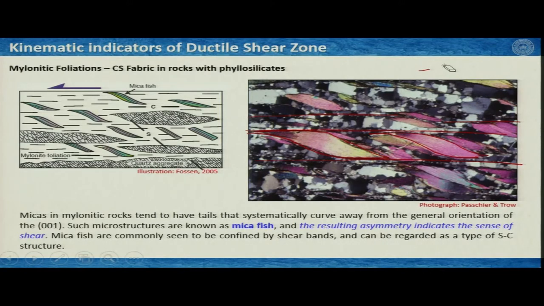It should be parallel, something like that. So micas in mylonitic rocks tend to have tails that systematically curve away from the general orientation of the 001 plane of mica, this is a crystallographic plane. Such microstructures are known as mica fish, and the resulting asymmetry indicates the sense of shear. Mica fish are commonly seen to be confined by the shear bands, or in other words C shear bands, and can be regarded as a type of SC structure. So this is S and this is C.